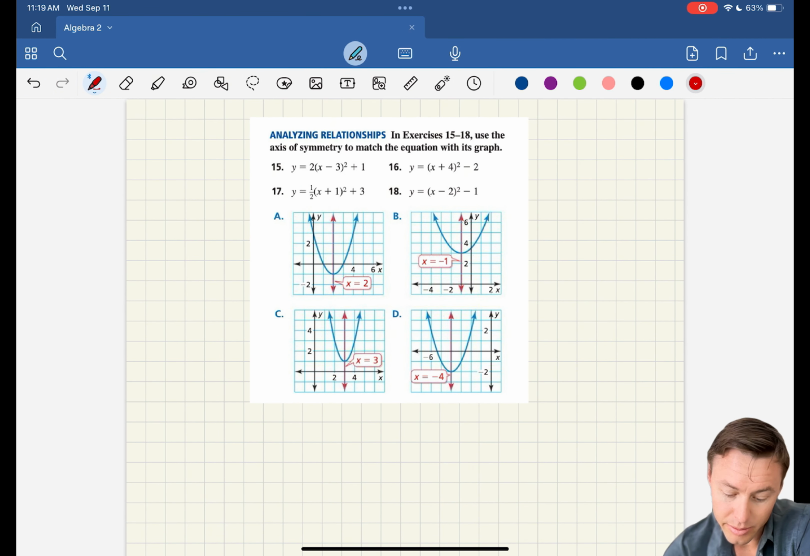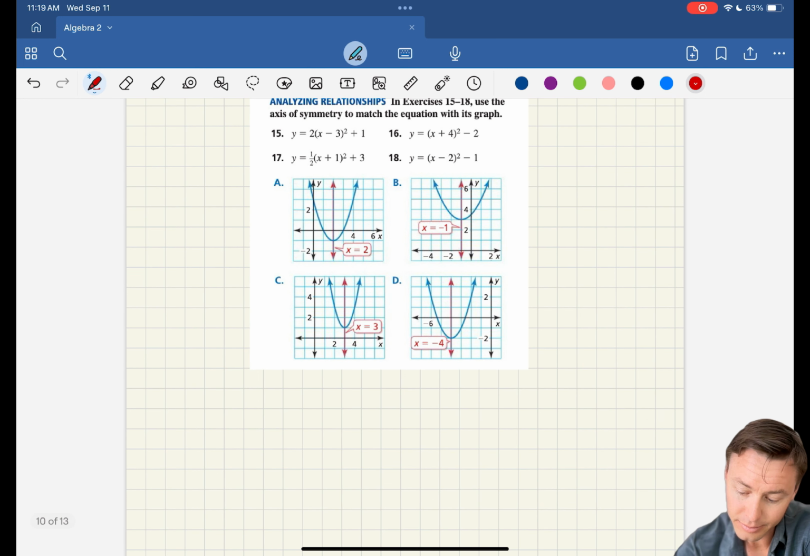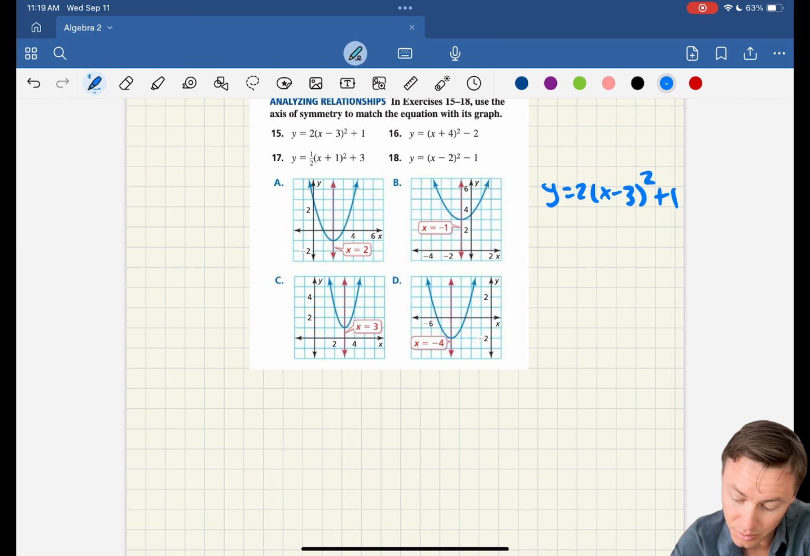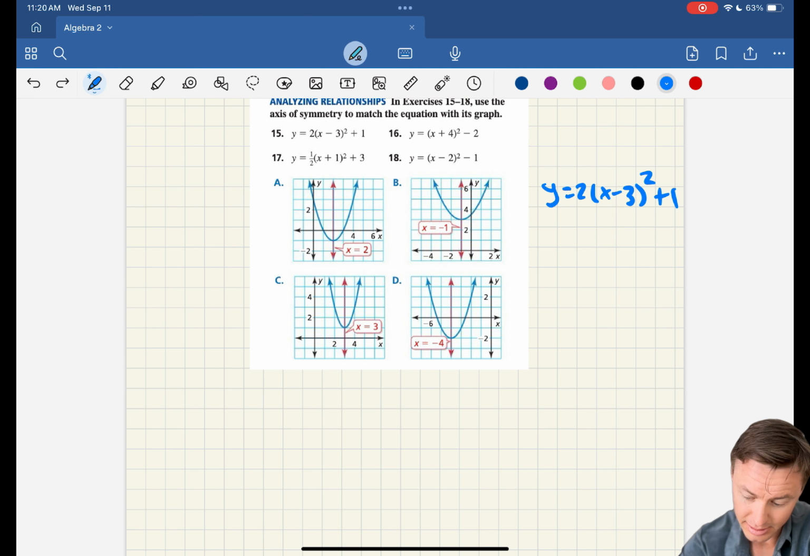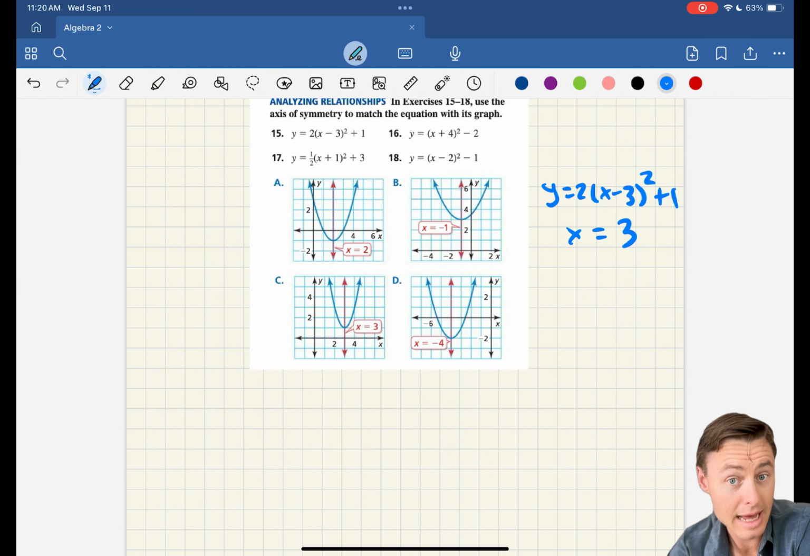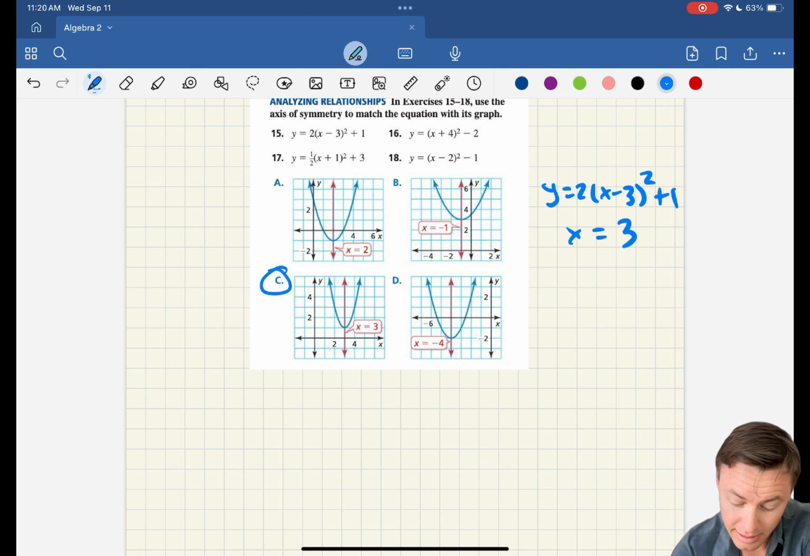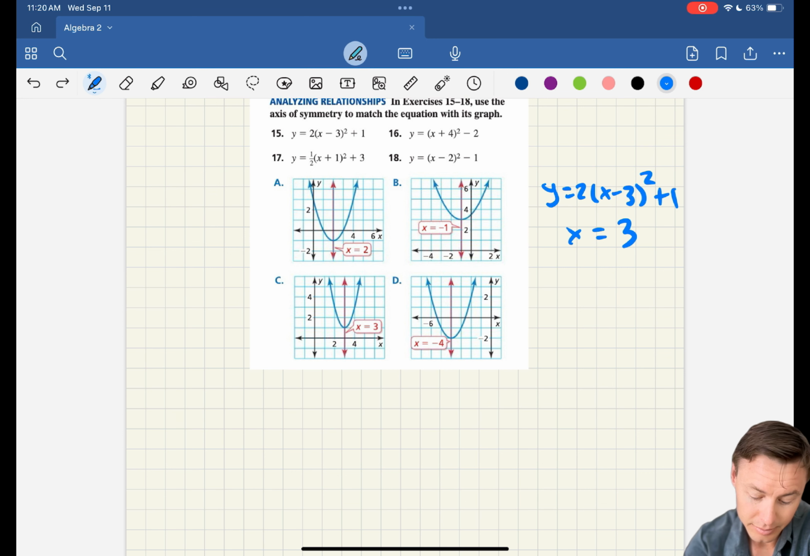In these exercises, we want to use the axis of symmetry to match the equation with its graph. All right, no problem. So looking at number 15, y equals 2 times (x minus 3) squared plus 1. Great, so this is in vertex form, so our axis of symmetry is whatever our h value is. In this case, our h value is 3 because of that -3 inside the parentheses, so our axis of symmetry would be x equals 3. Now all we need to do is look for one of the graphs where that is our axis of symmetry, and it looks like graph C matches with that equation. So number 15 would be C.